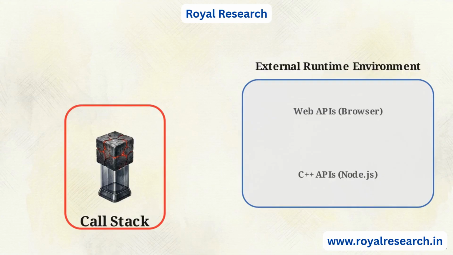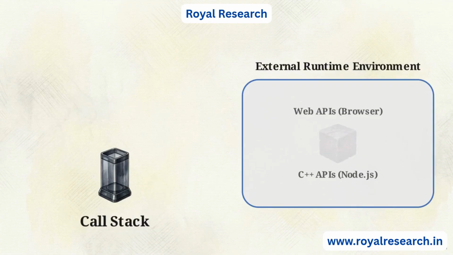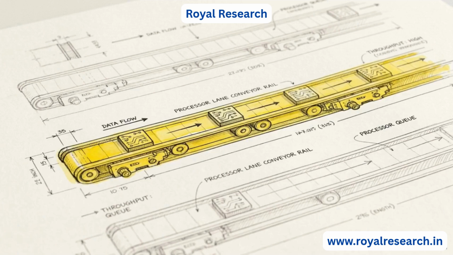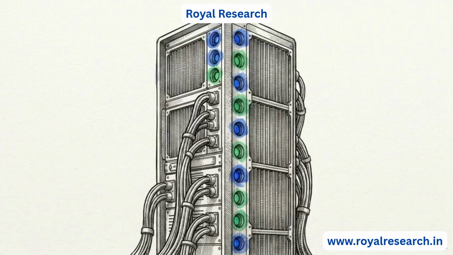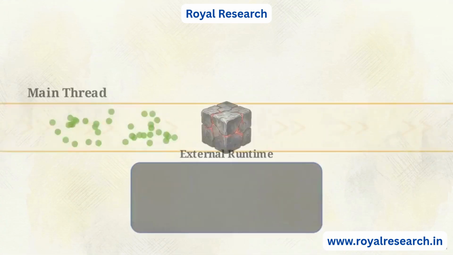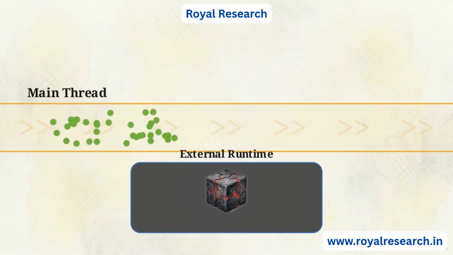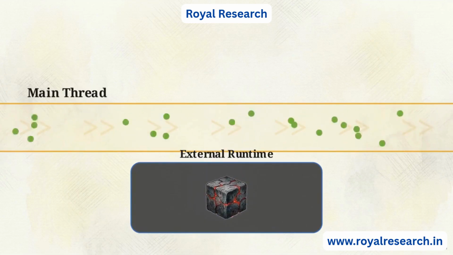JavaScript does not wait for the high-latency operation to finish. Instead, it delegates the task, handing it off to the external environment. This handoff frees the call stack to execute the next synchronous line of code immediately. While the script continues running on the main thread, the external environment processes the I/O task, such as fetching data from a server, in the background. Non-blocking behavior is achieved by evicting the blocking element from the main thread's jurisdiction.